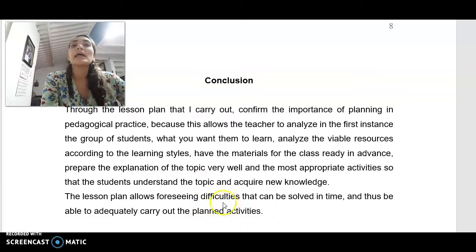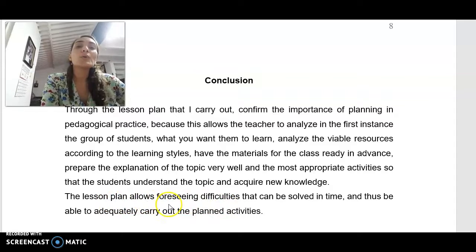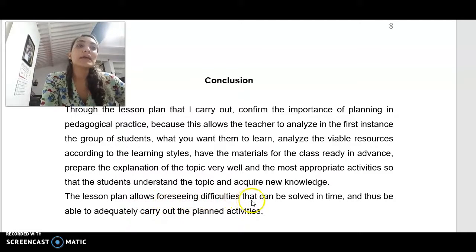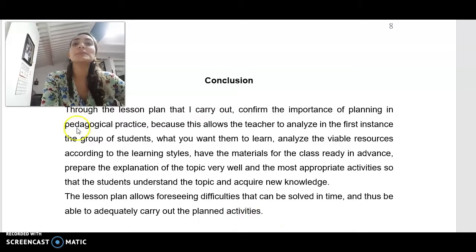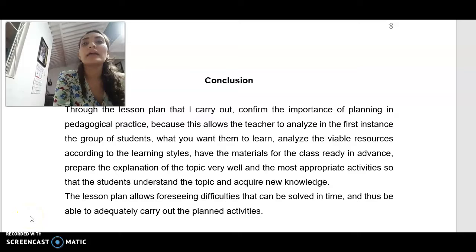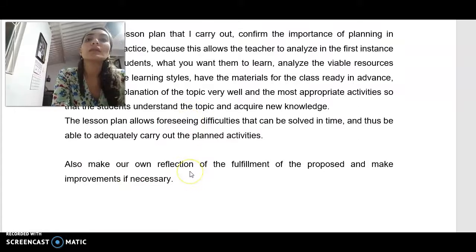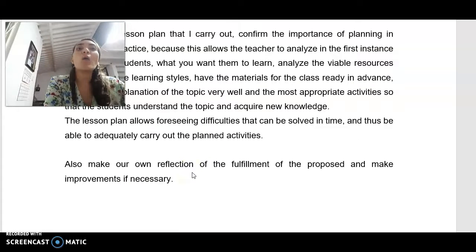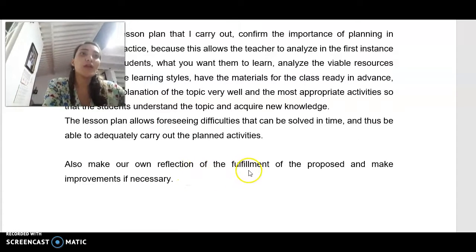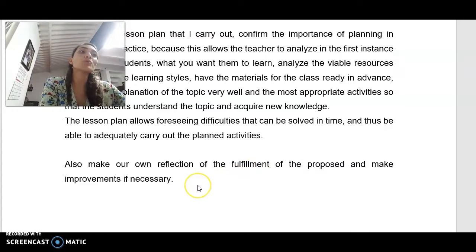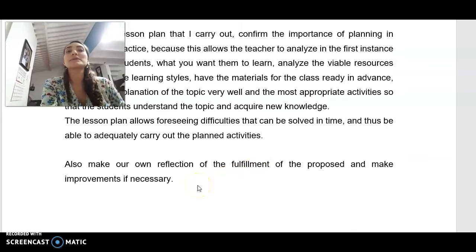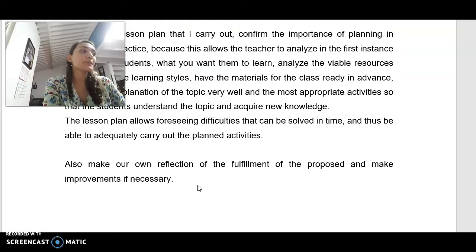new knowledge. The lesson plan allows foreseeing difficulties that can be solved in time and avoided by adequately carrying out the planned activities. Also, we make our own reflection on the fulfillment of what was proposed and make improvements if necessary.